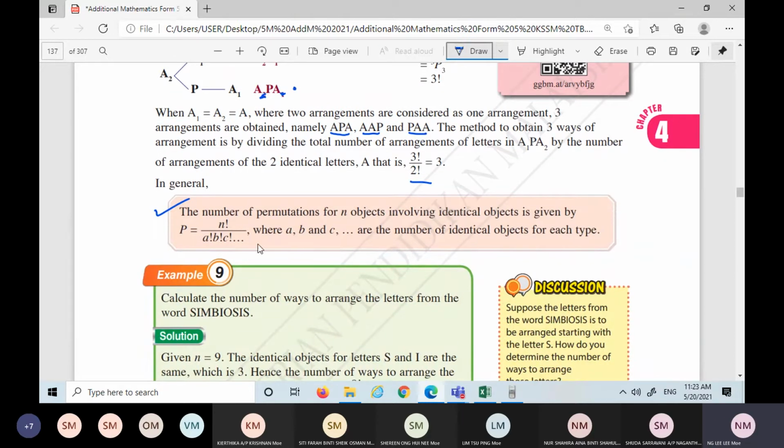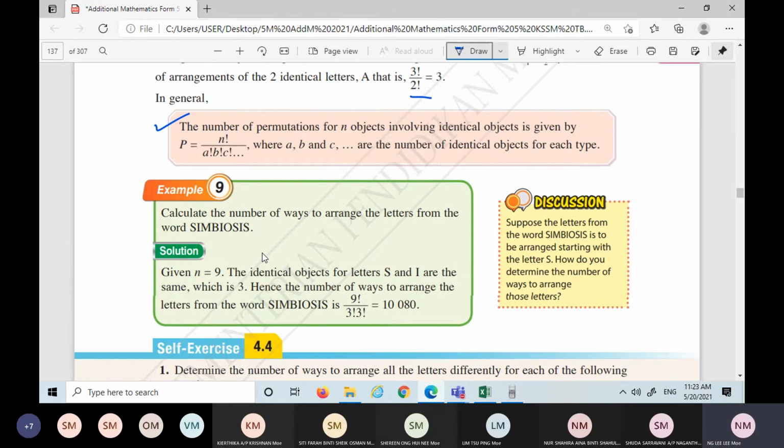I'm going to copy this. The number of permutations of n objects involving identical objects is given by this, where a, b, and c are the number of identical objects of each type. What is the meaning of this? After this we will show this example.